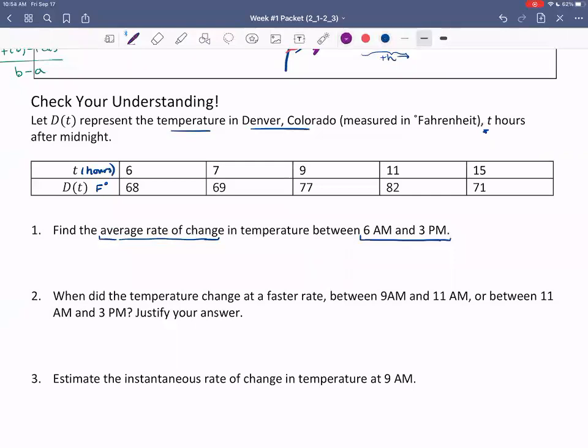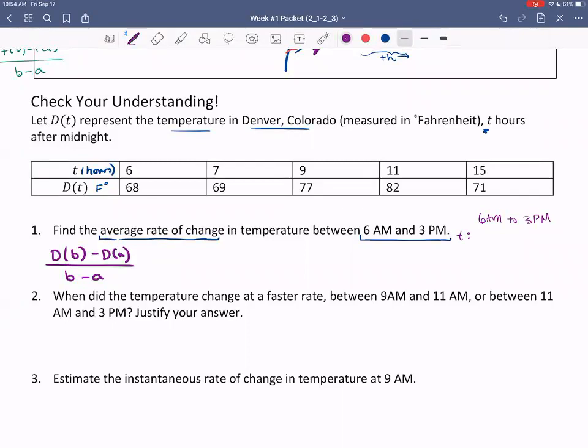All right, so after you've had a chance to think about this and do some of your own work, let's just recall that average rate of change in temperature would be represented by the following. For us, we'd want a change of temperature. So we could represent this with D of B minus D of A over B minus A. So what's the interval that we're looking at? Well, 6 a.m. to 3 p.m. So what would that be in terms of time, T, for us?